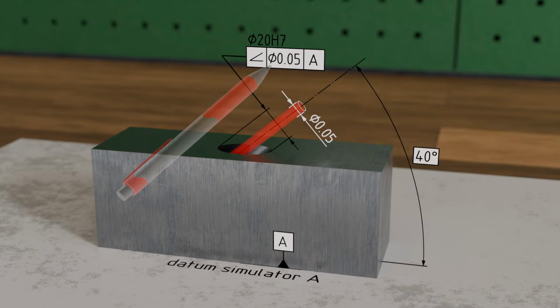The centerline of the hole must now lie within a cylinder whose diameter corresponds to the tolerance value of 0.05 mm, and whose axis forms an angle of 40 degrees with a datum simulator or reference surface on which the part rests with its datum surface A. One might assume that specifying datum A clearly defines the position of the tolerance cylinder relative to the part. However, this is not the case, so a second datum is required if necessary for the function of the part.